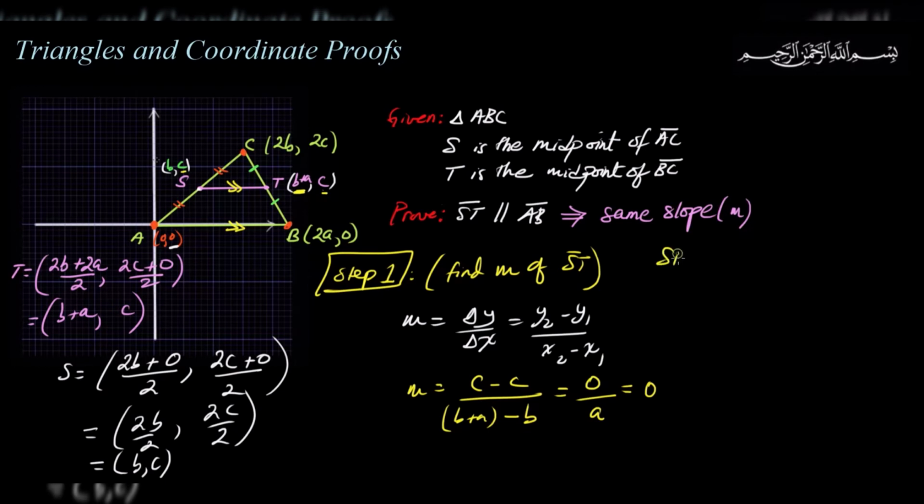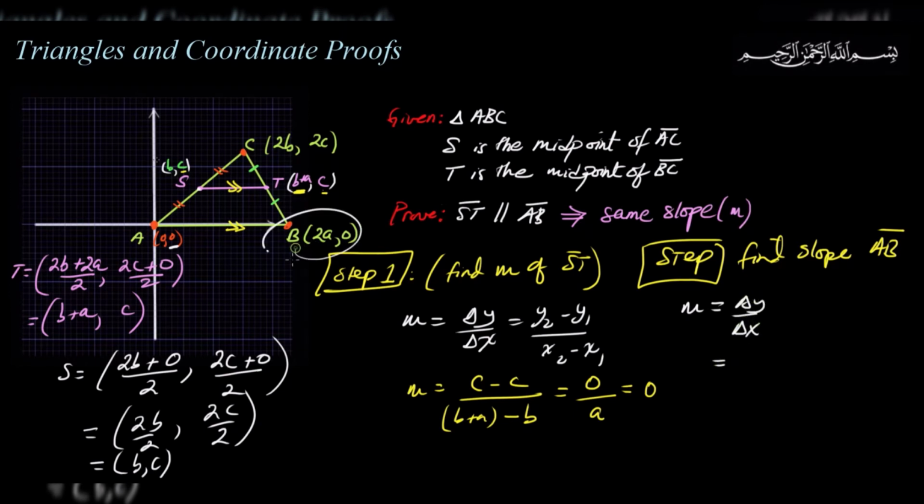And then step 2, we're going to have to find the slope for AB. We kind of know it to be 0 because it's a horizontal line, but let's do it. So the slope is changing y over changing x. Let me just write it down. Be careful, I made a mistake. So 0 minus 0 over changing x, which is 2a minus 0. And that's 0 over 2a, and that's still 0. So the slope here is 0.